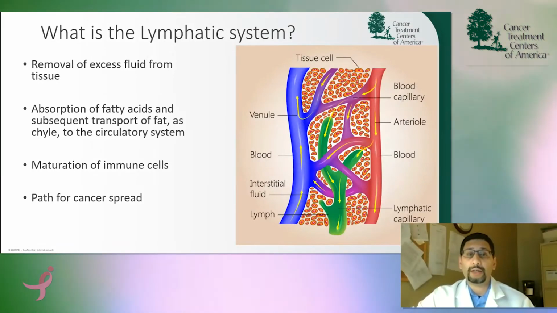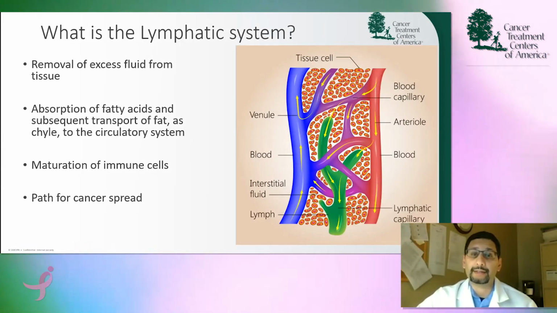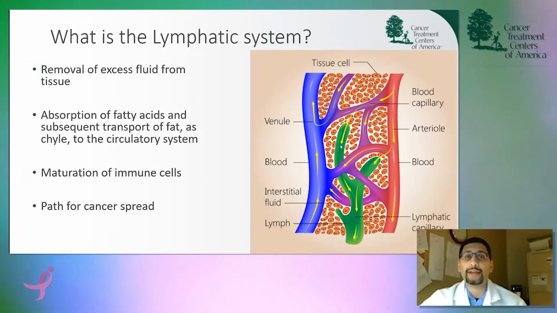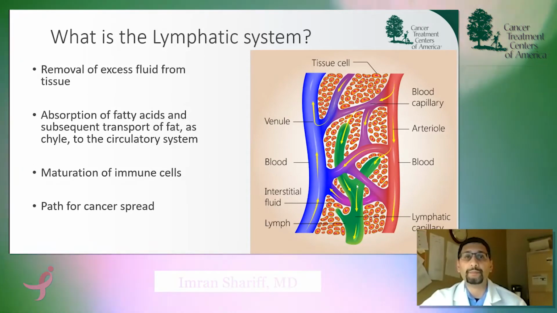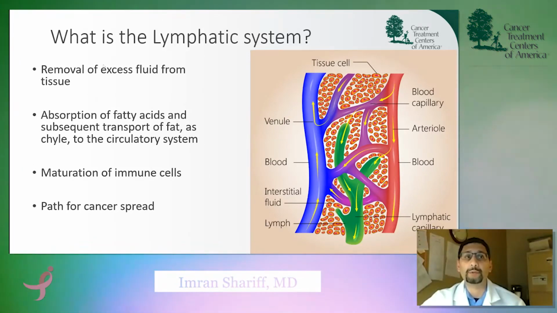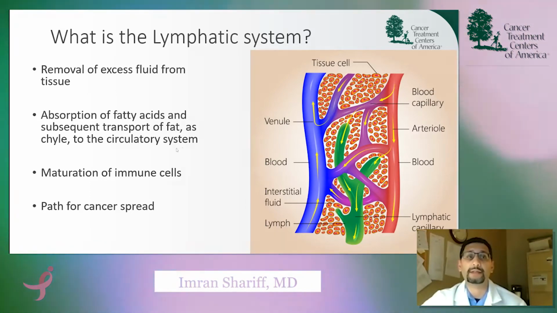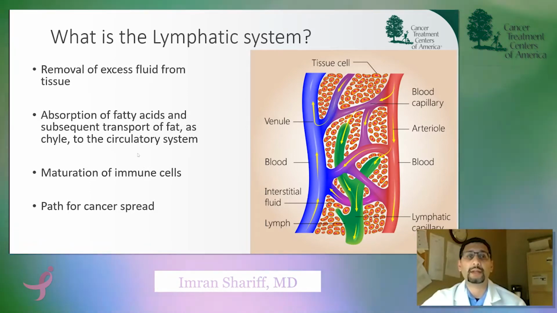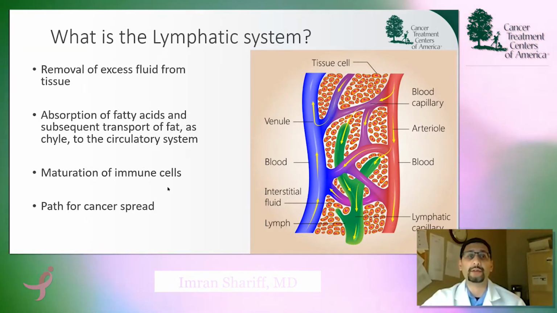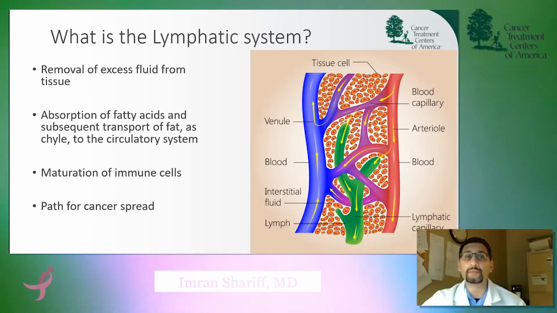So before we talk about lymphedema, let's look at the lymphatic system. The lymphatic system is basically involved in removal of excess fluid from tissue, absorption of fatty acids, and subsequent transport of fat as chyle to the circulatory system, maturation of immune cells, but it also supplies a path for cancer spreading.